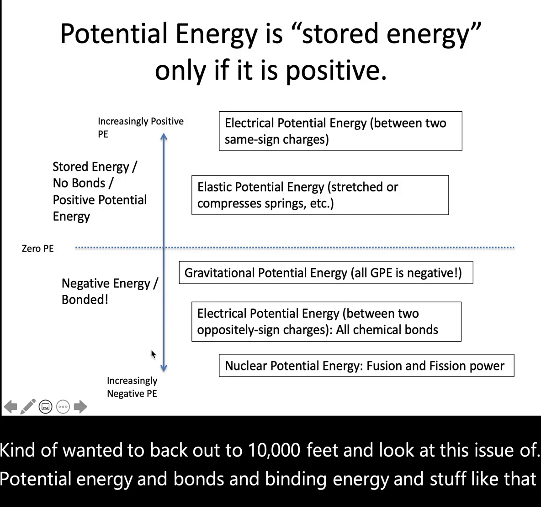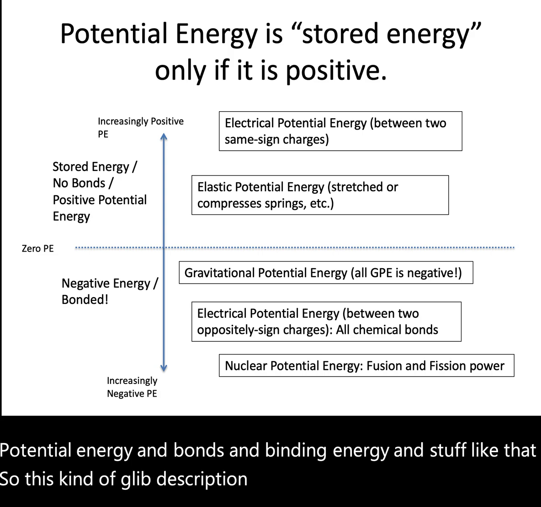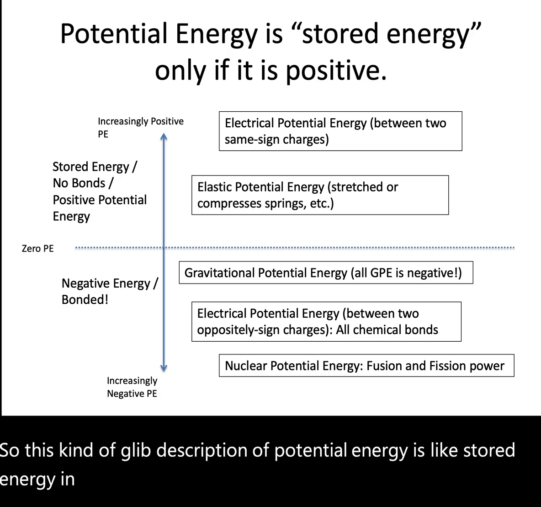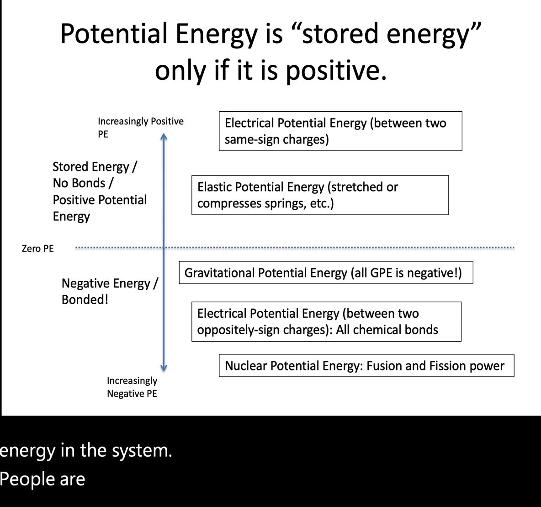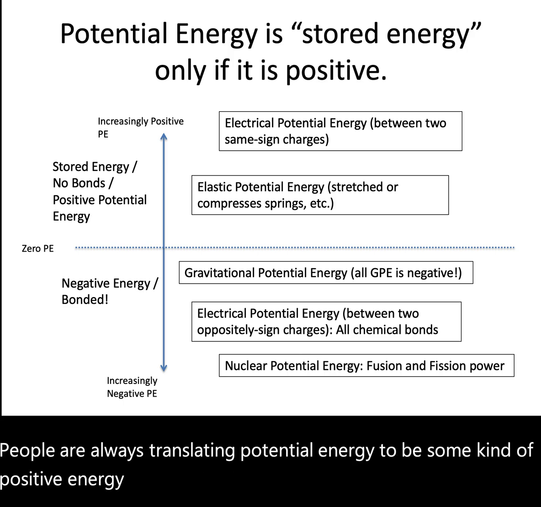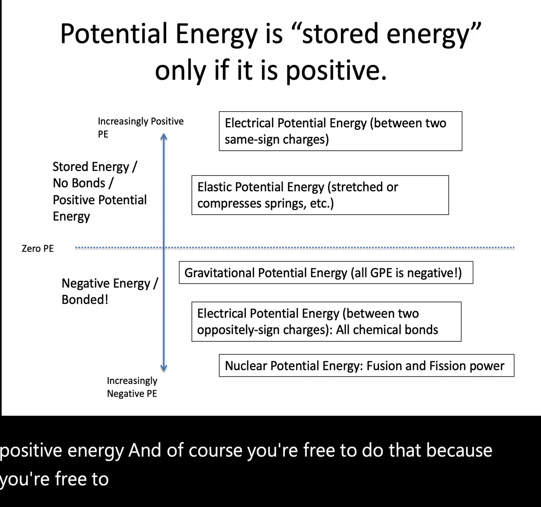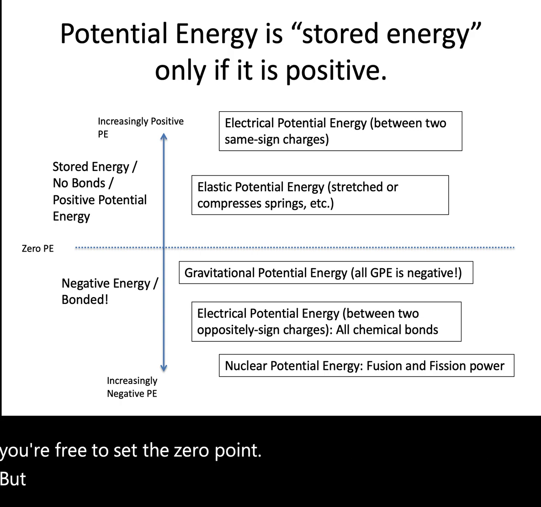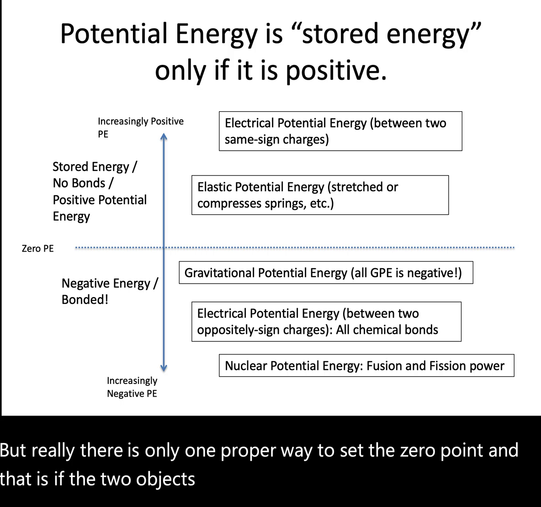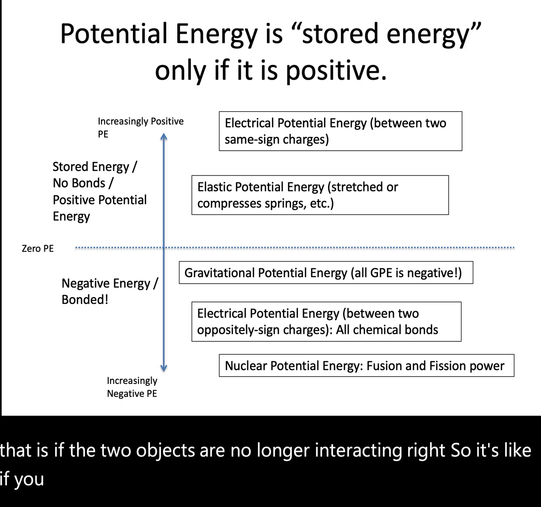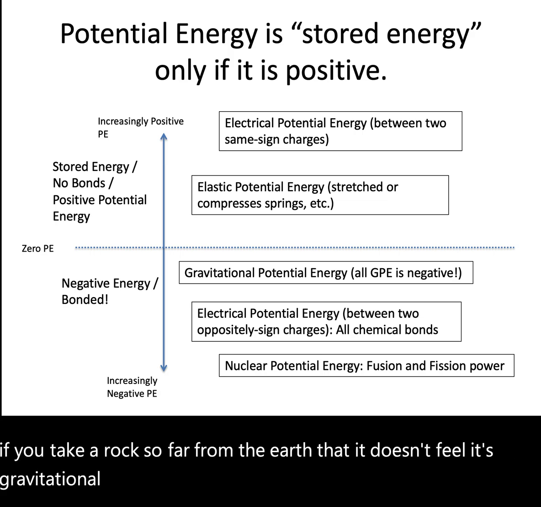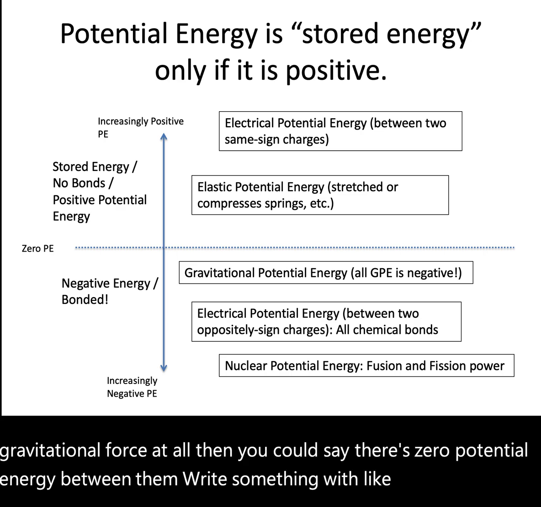So this kind of glib description of potential energy is stored energy in the system. People are always translating potential energy to be some kind of positive energy. And of course, you're free to do that because you're free to set the 0 point. But really, there is only one proper way to set the 0 point, and that is if the two objects are no longer interacting, right? So if you take a rock so far from the Earth that it doesn't feel its gravitational force at all, then you could say there's zero potential energy between them, right? Same thing with two negative charges or two positive charges.